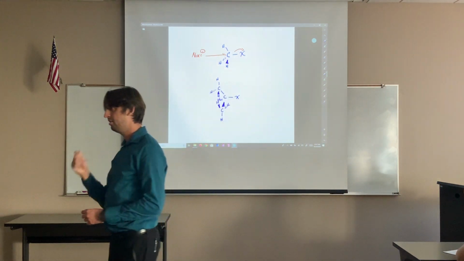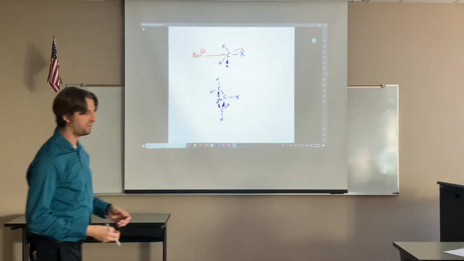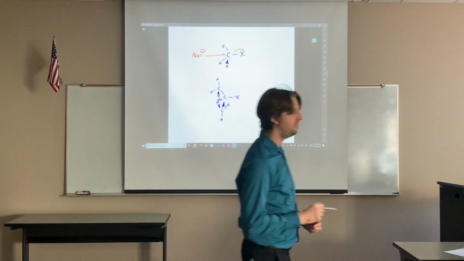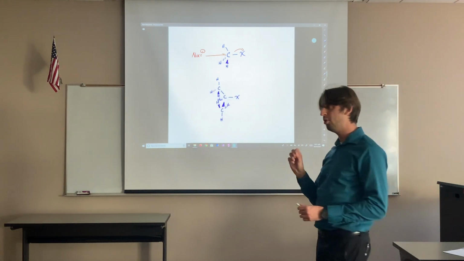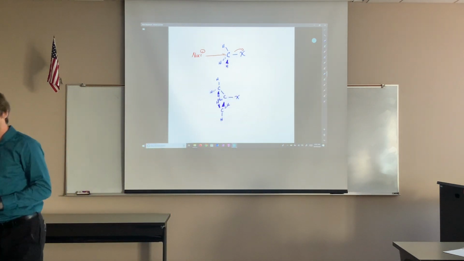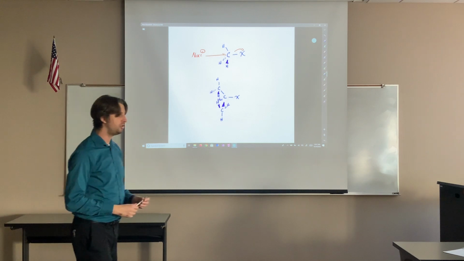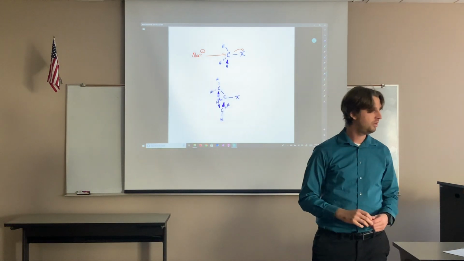You guys with me on this? So the more stuff, the more sterics, the more junk that you have close to the carbon that is bound to the leaving group, the more you're going to slow down an SN2. That's why a tertiary carbon is not going to undergo an SN2. There's too much stuff to push out of the way.